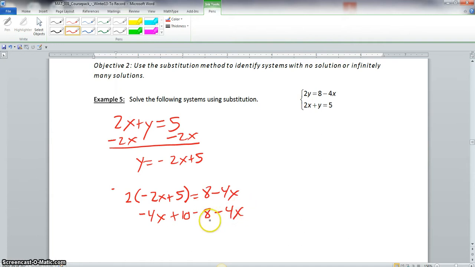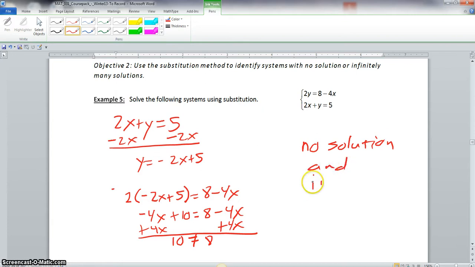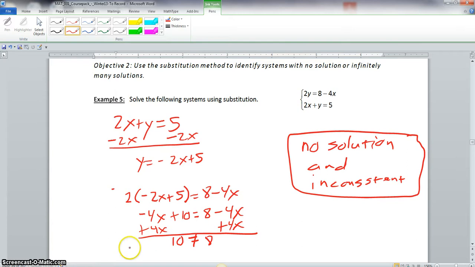Now we want to get all the x's on one side. So let's move the x from the right to the left. So we will add 4x on both sides. Negative 4x plus 4x is 0, plus 10 is 10. And then we will have equals 8. Negative 4x plus 4x equals 0. Now we have no more variables left, but we know 10 does not equal 8. So our answer here would be no solution and inconsistent. And that would be our final answer for this problem.